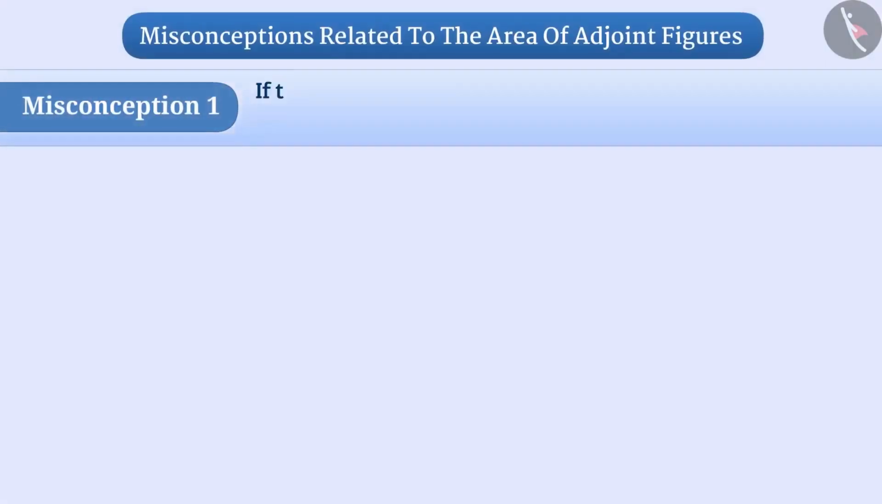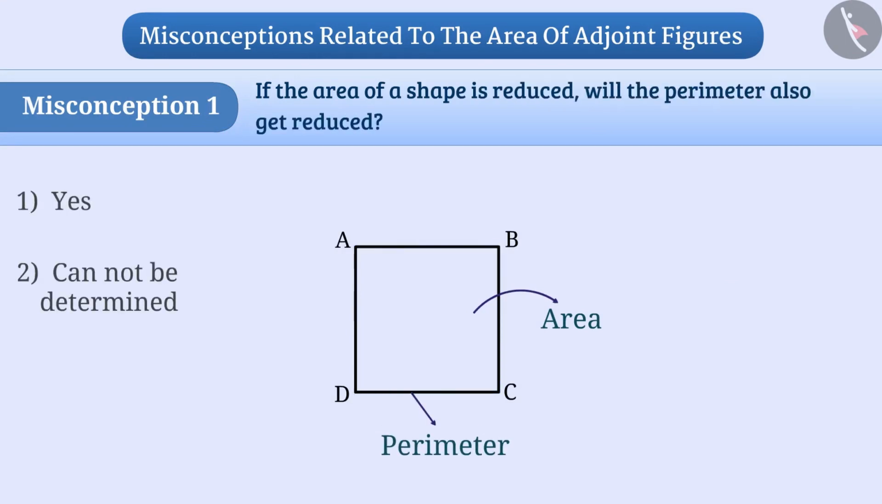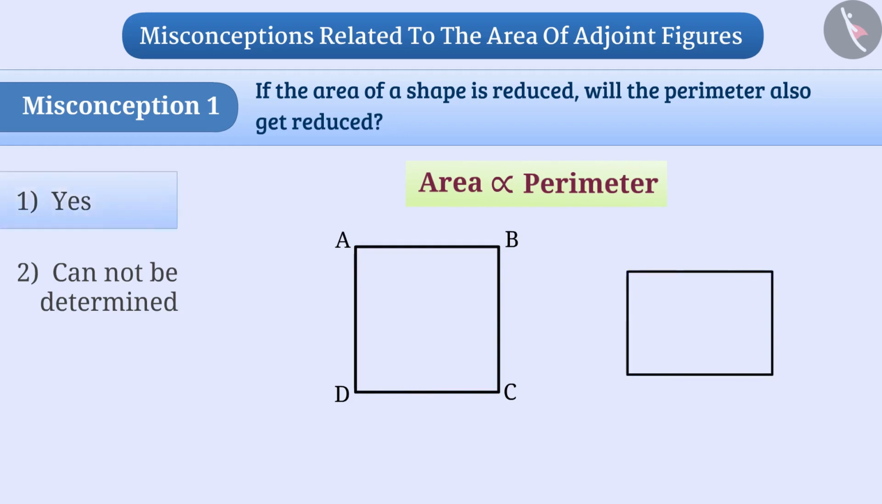Misconception 1. If the area of a shape is reduced, will the perimeter also get reduced? Some children think that there is direct relation between area and perimeter of a shape. They think that if the area of shape gets reduced, the perimeter of shape will also get reduced. So, they answer option 1, which is a wrong answer.